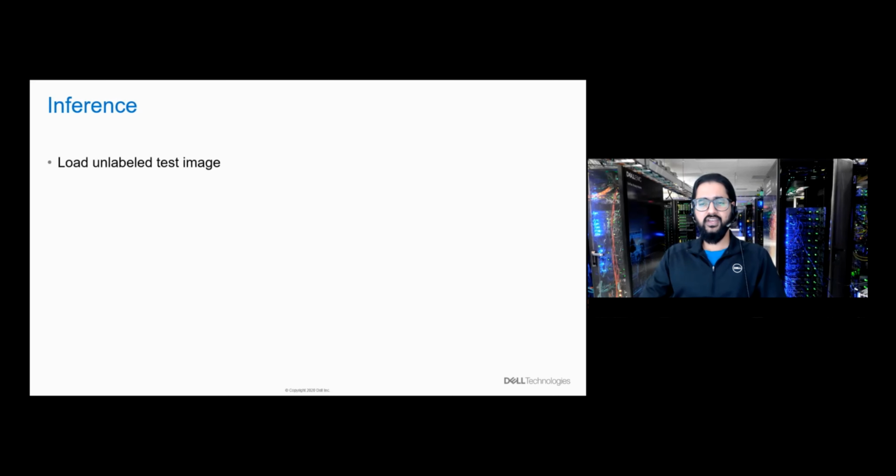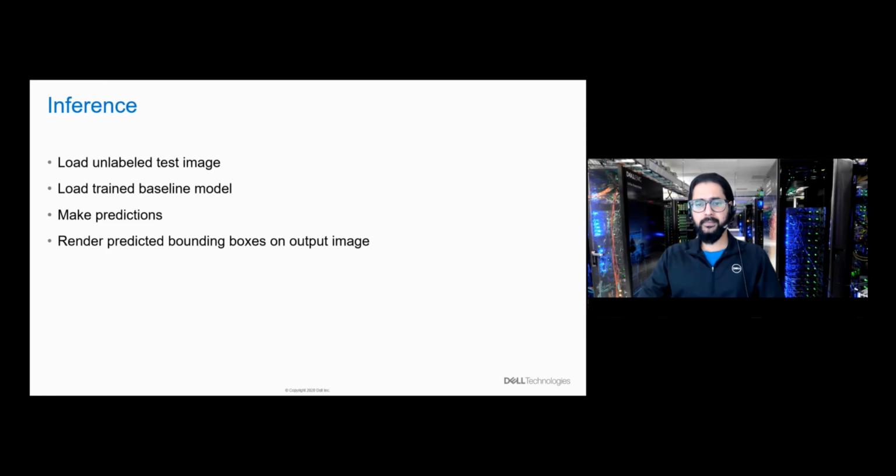During inference, we load an unlabeled test image. Then we load the trained baseline model, which includes both a model graph and weights files. The loaded model is used to make predictions. The predictions include XY axis coordinates of the bounding boxes and the object class number. This information is returned into the output file. The output file is processed to render bounding boxes on the output image. So these are some of the steps performed as part of inference in this particular demo.